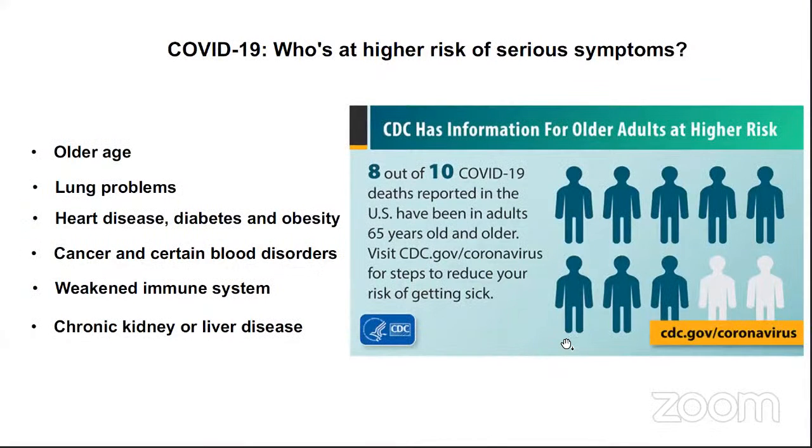So who is at higher risk of developing these symptoms? So far, whatever reports there are suggest that people of older age, basically 85 years and above, and people with lung problems, because it's a respiratory disease, so people already having lung disease or respiratory problems are also at risk. People with heart disease, diabetes, obesity, cancer, some other blood disorder, a weak immune system, or kidney or liver diseases can also easily catch the infection.